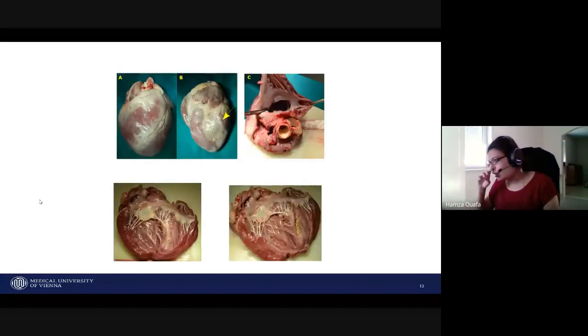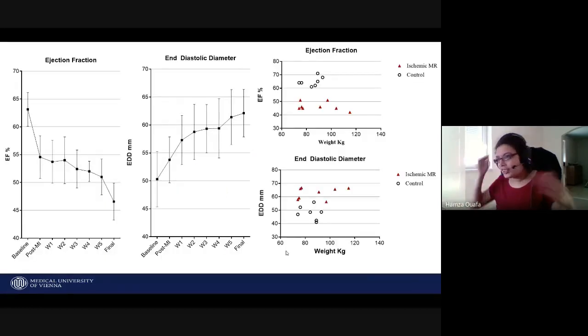So this is one specimen, one explanted heart. This is the posterior view, and you see that we had an inferior infarct involving the papillary muscle. As you can see here in the cut, there is an infarct. So these were the echo results. You see that there was a significant reduction in the ejection fraction and a significant increase in the end-diastolic diameter, reflecting an enlarged left ventricle.